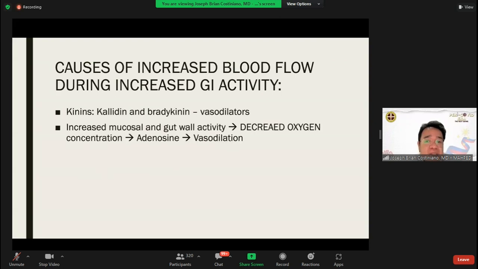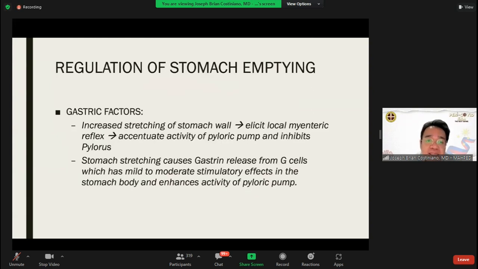And also, during increased mucosal and gut wall activity, kasi if for example, there is increased parasympathetic activity, very busy ang gut wall mo. So because of the increased contraction of your muscle, the increased contraction will actually decrease the oxygen concentration within the intestinal muscle, causing the release of your adenosine, causing vasodilation. Vasodilation will then supply the much needed blood flow towards your gastrointestinal system.